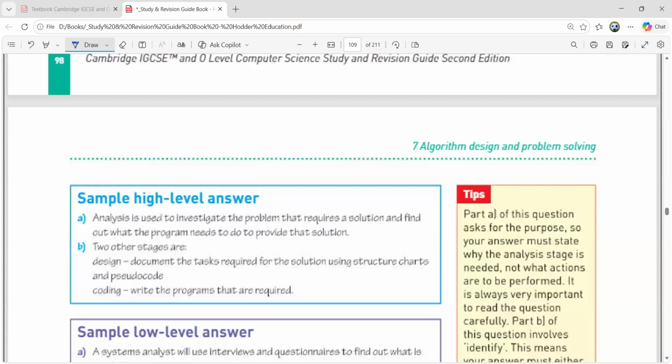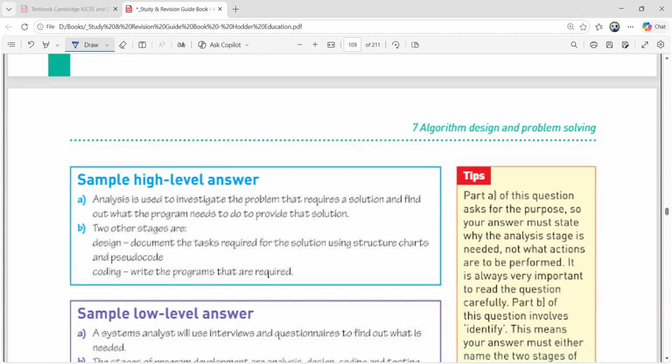Two other stages, a student can say design, coding, he can write testing also. But since they have written design, along with writing down the terms, you have to describe them also: document the tasks required for the solution using structure charts and pseudocode writing or flowcharts. And coding is writing the program using a programming language. So this is how the whole question will be answered, and then the tips.